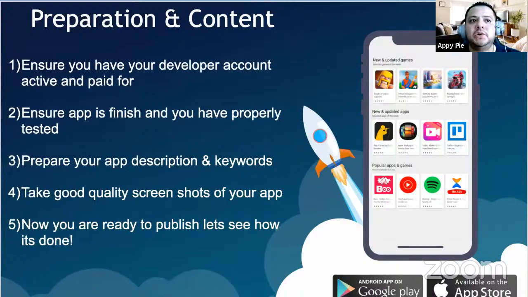Number 4, guys, take good quality screenshots of your app. That's important. If you are taking your own screenshots, make sure they're taken inside an Android phone if you're publishing for Android. If you're publishing for iPhone, make sure you take those screenshots inside an iPhone. Now, if you don't have any of these, we do give you the support to take these pictures for you, so our submission team can take the screenshots for you. If you have specific screenshots you want, you can also let us know, and our team will try to accommodate whatever screenshots you're trying to use. And number 5, now you're ready to publish. Let's see how it's done.